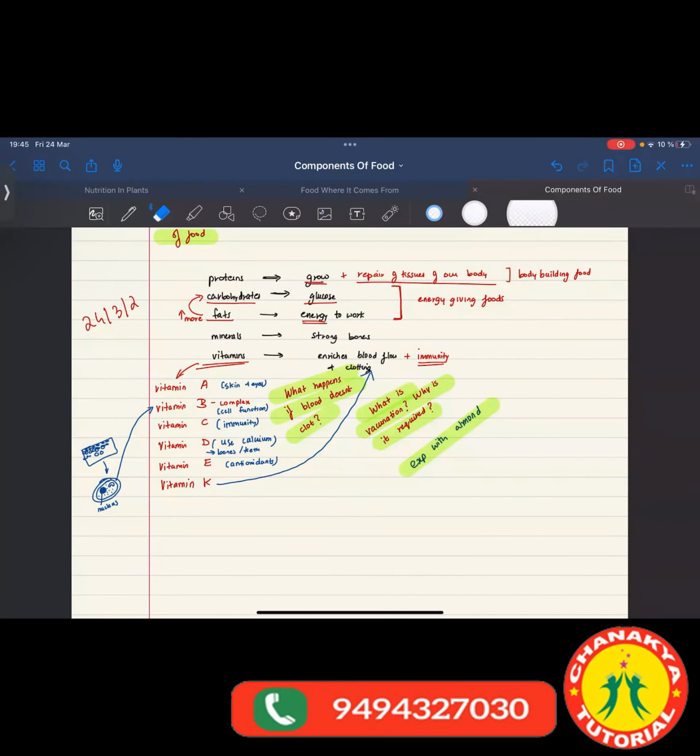Okay, fine. So apart from the vitamins that we have seen so far, we have the other important component, that is the minerals. So what do minerals do? These minerals, wait, I'll just note it down, 1 minute.